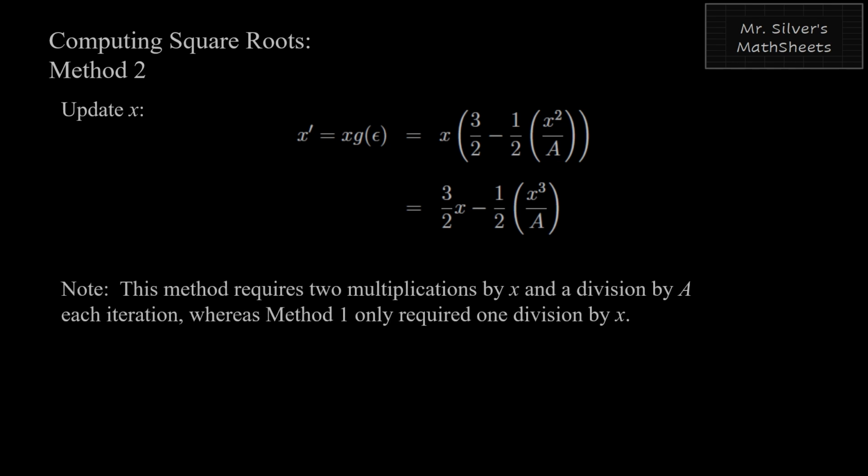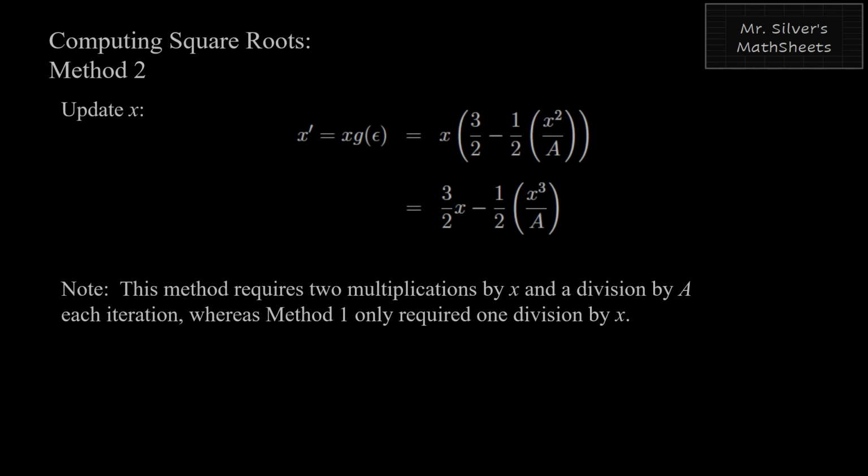Now at this point you might ask the question, is this any simpler than the first method? It looks like we have 2 multiplications and a division each iteration. The first method only required 1 division. How is this helpful? Actually, we wouldn't do it this way.